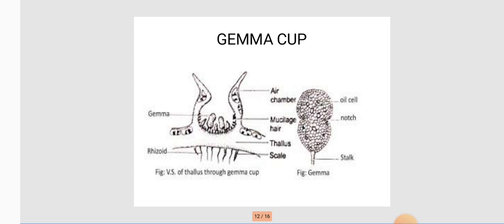Next, the gemma cup. The thallus through the gemma cup. In the gemma cup, air chambers are present and also mucilage hairs, along with the thallus, scales and rhizoids. Between the gemma cups, the gemma is present. In each and every gemma, oil content cells are present, and it has notch-like structures and also a stalk.